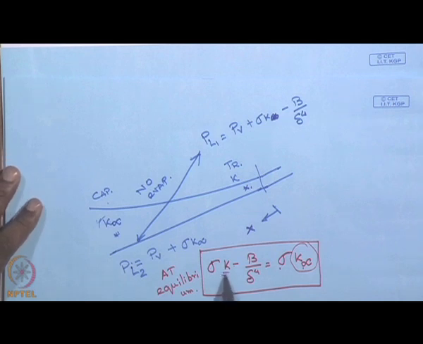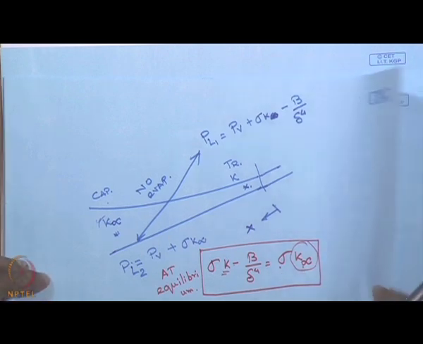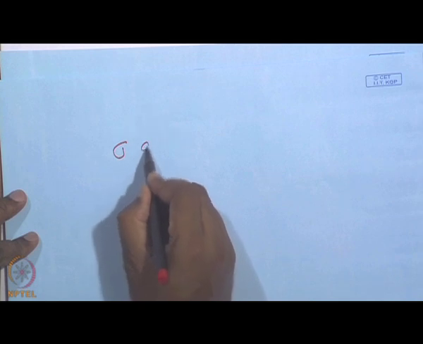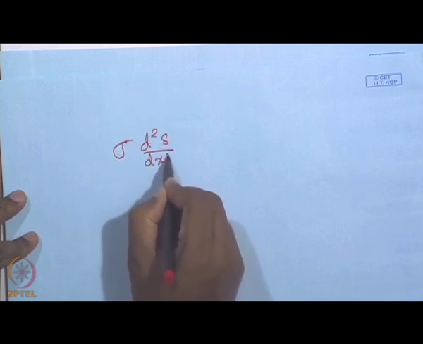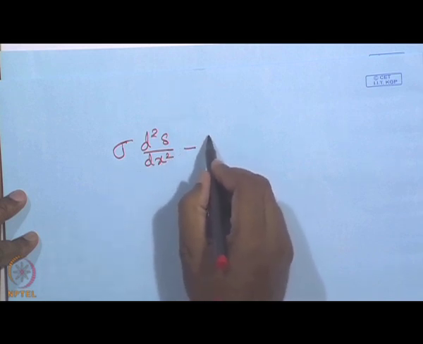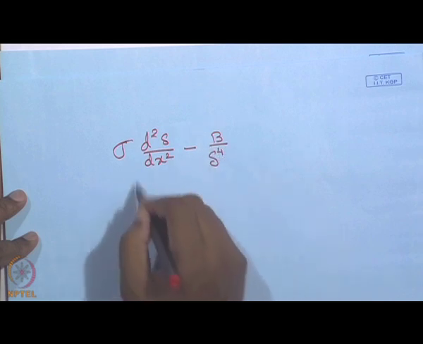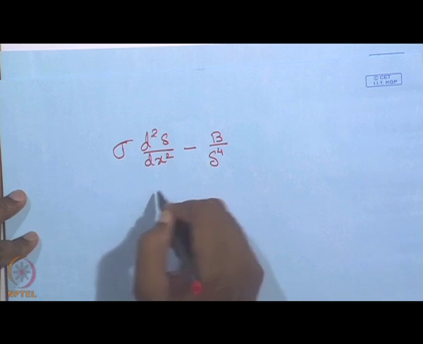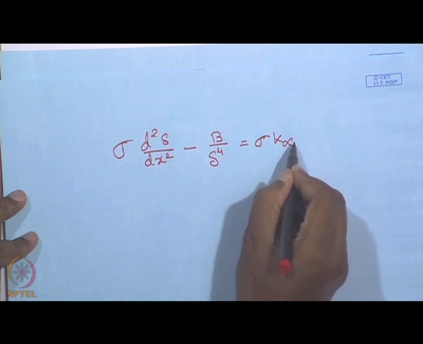Now we can substitute the simplified value of k in this equation, and what we get is sigma d2 delta by dx square, neglecting the terms in the denominator, since the value of the slope would be quite small and therefore the denominator can be approximated by 1, is equal to sigma k infinity.